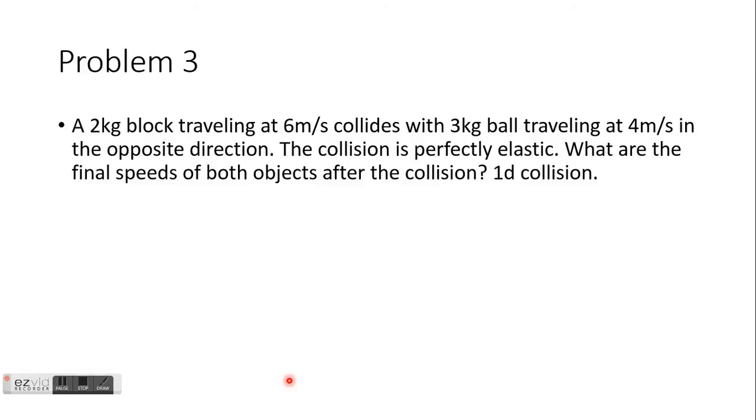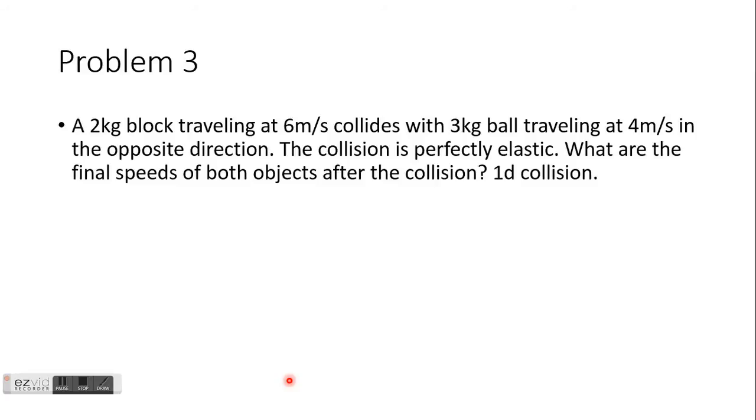So in this problem, you can immediately find the answer. The 2 kilogram block is going to travel at negative 6 meters per second, and the 3 kilogram ball is going to travel at 4 meters per second, rather, because it's initially traveling in the negative direction. So negative 6 and 4 for the two. But I want to teach you how to do it without that shortcut because it's not always going to happen.